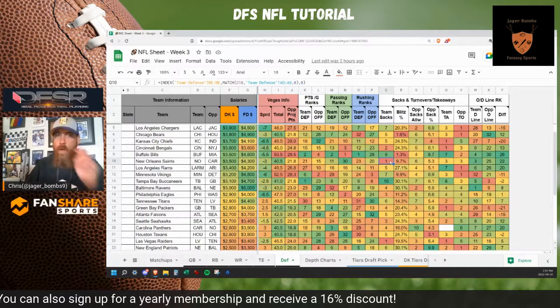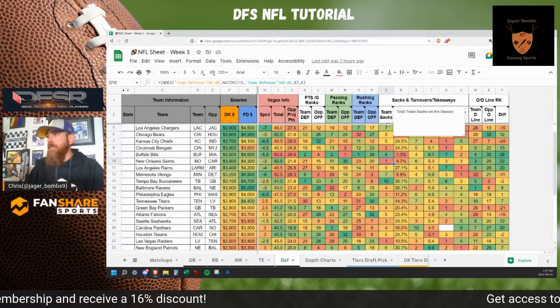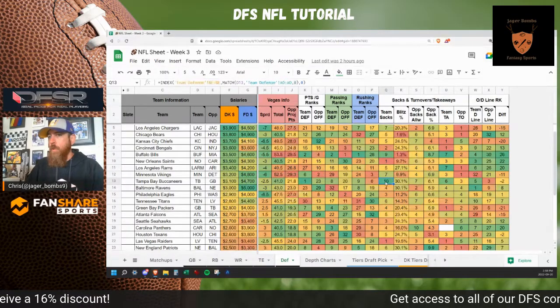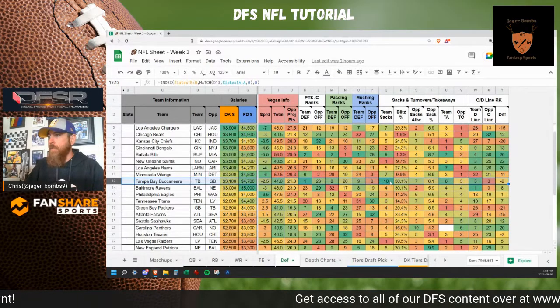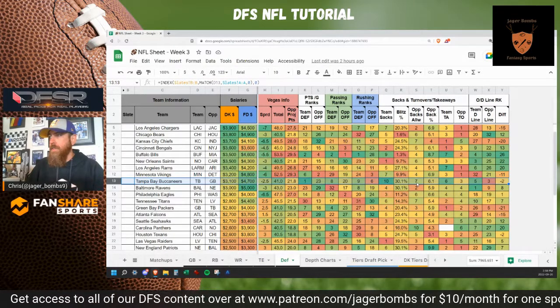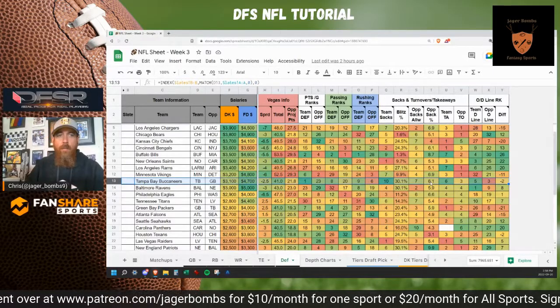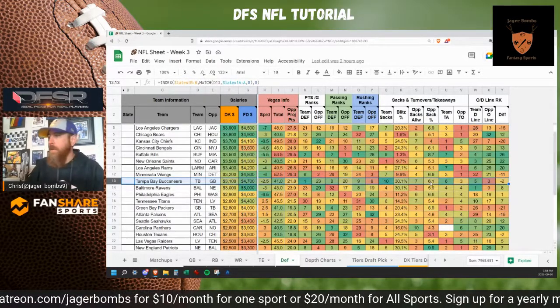And then we get into what I really start breaking down in terms of picking my defenses here. This is sacks for each team. So we're looking at Tampa Bay. They've got 10 sacks so far. They blitz 30% of the time. The opponent here has allowed 7 sacks so far this season, which is a sack percentage of 6.1%. That is how many sacks per dropback.